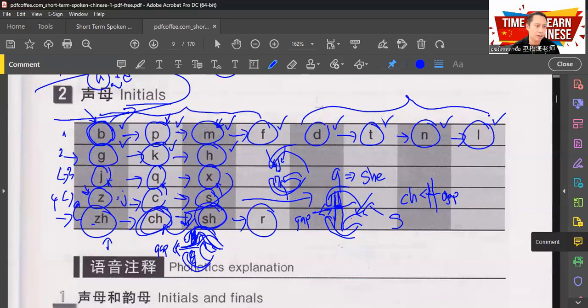For the final, for the initial. There are 1, 2, 3, 4, 5, 6, 7, 8, 9, 10, 11, 12, 13, 14, 15, 16, 17, 18, 19, 20, 21. Total is 21 initials.